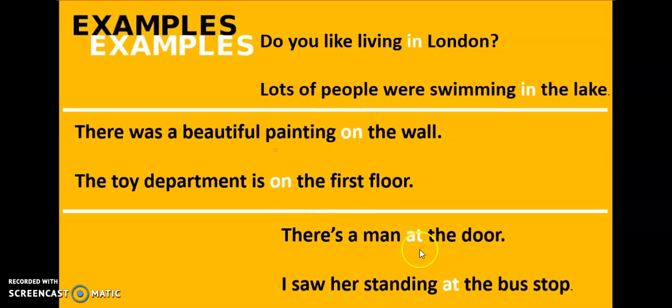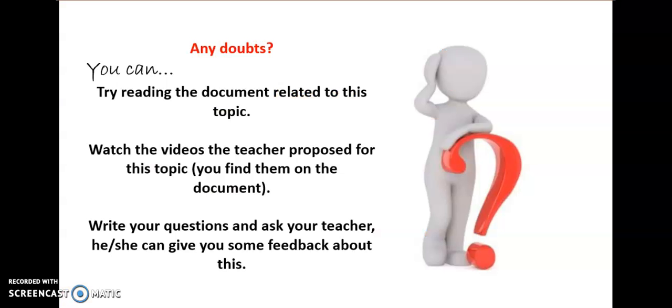There is a man at the door. Very specific. We use at. I saw her standing at the bus stop. It's also a very specific location, so we use at. This topic is really easy. You only have to focus on the context.